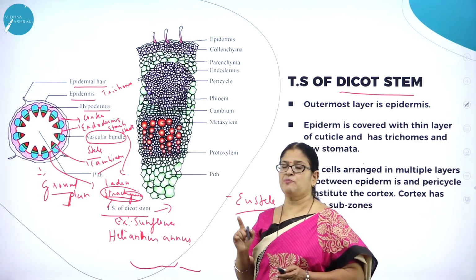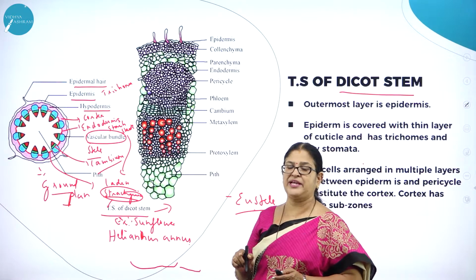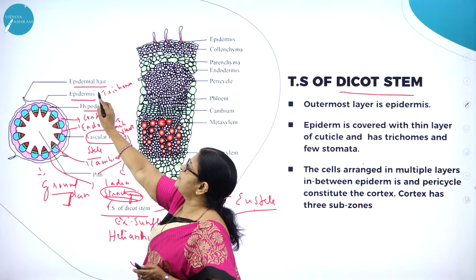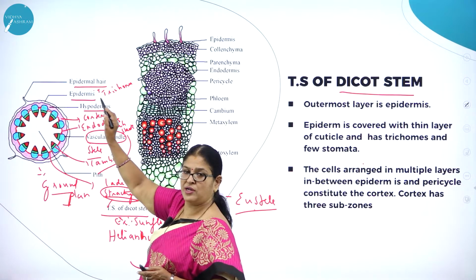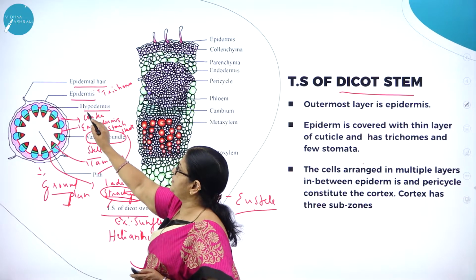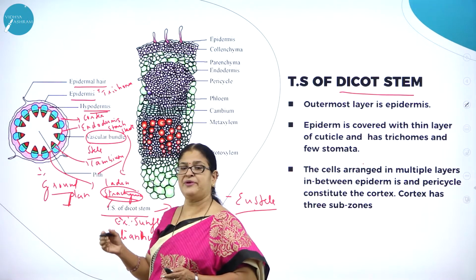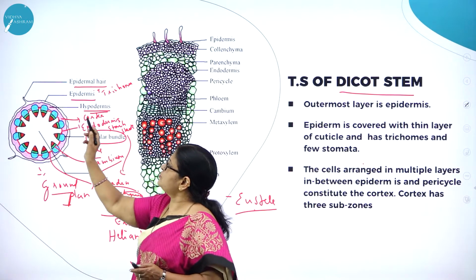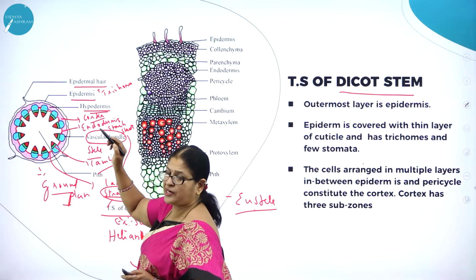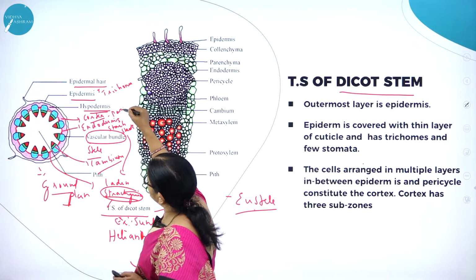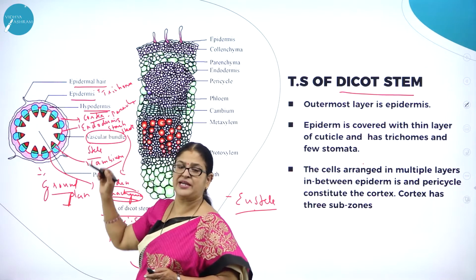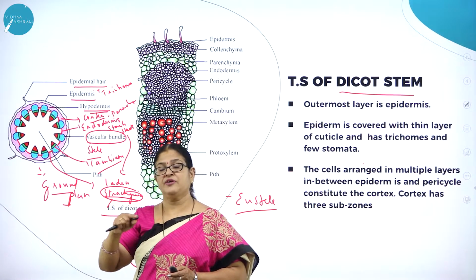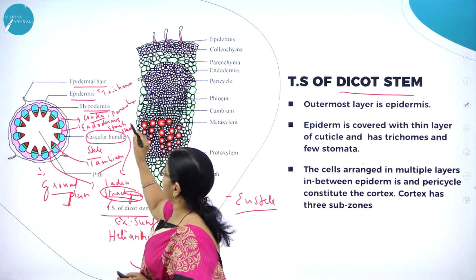So if you take the ground plan of TS of a dicot stem, taking sunflower as an example, the outermost layer is the epidermis, giving rise to unicellular extensions called trichomes. Then just below the epidermis is the hypodermis, here made up of collenchyma tissue. Then next to the hypodermis is the cortex, made up of parenchyma tissue. Then next comes the endodermis, a single layered barrel-shaped cells, which is wavy in nature, made up of starch grains.